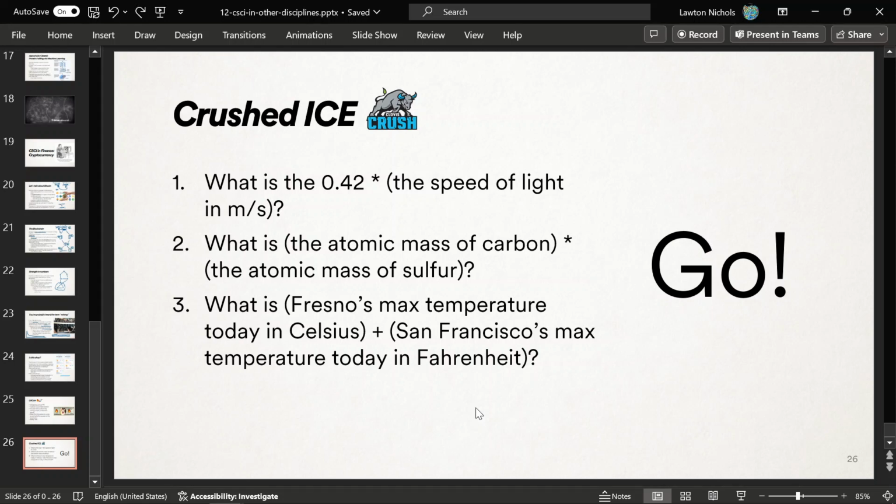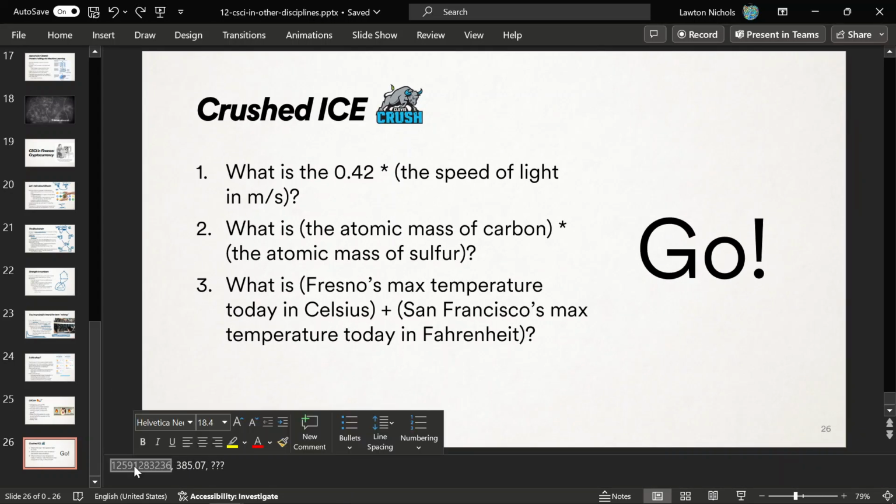Alright, let's check our answers. So 0.42 times the speed of light in meters per second. This is apparently what I calculated, and I assume that is correct. Yeah, 125, that's what it starts with. So perfect. So is that where you want or where you want? Yeah.